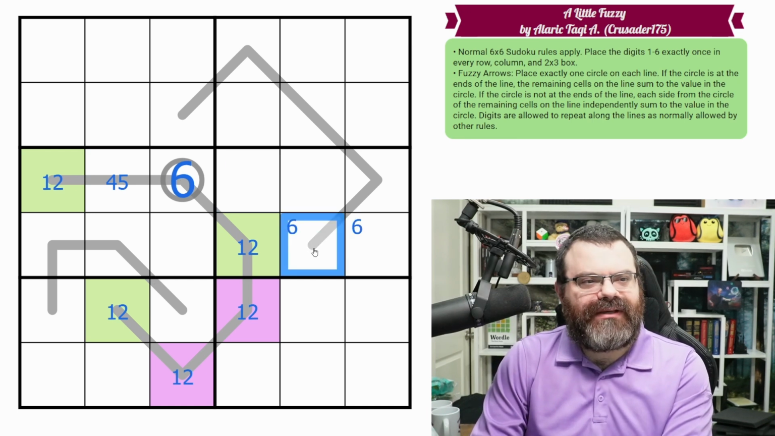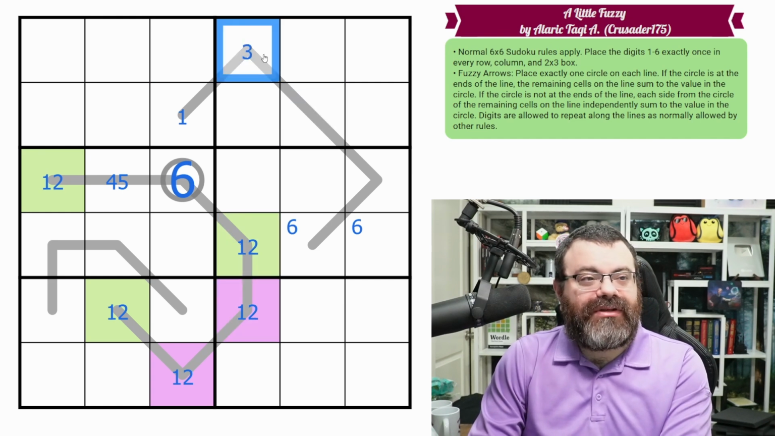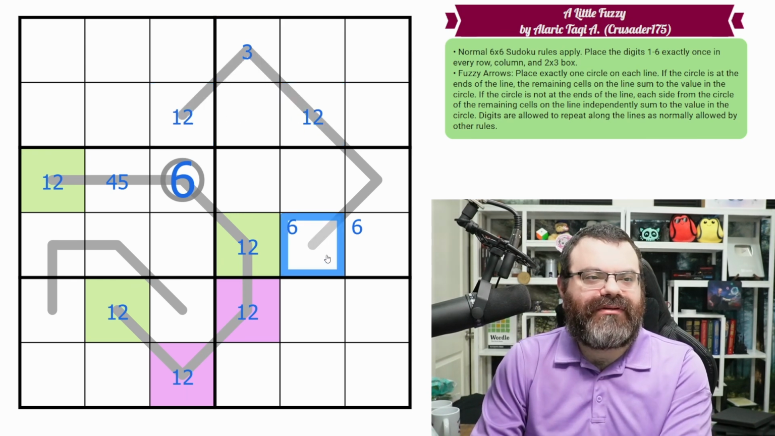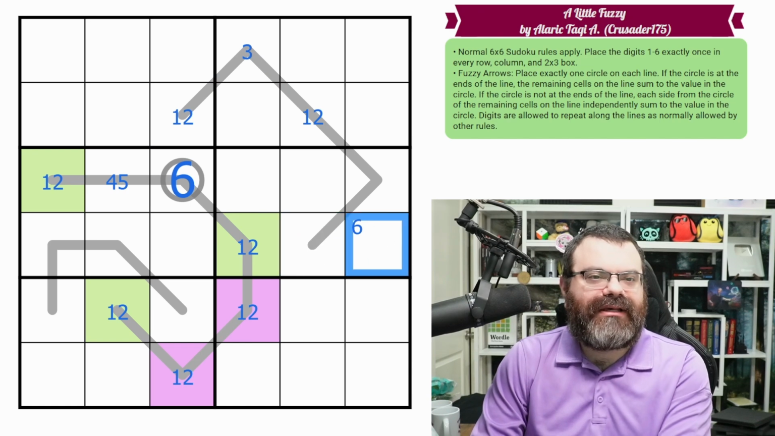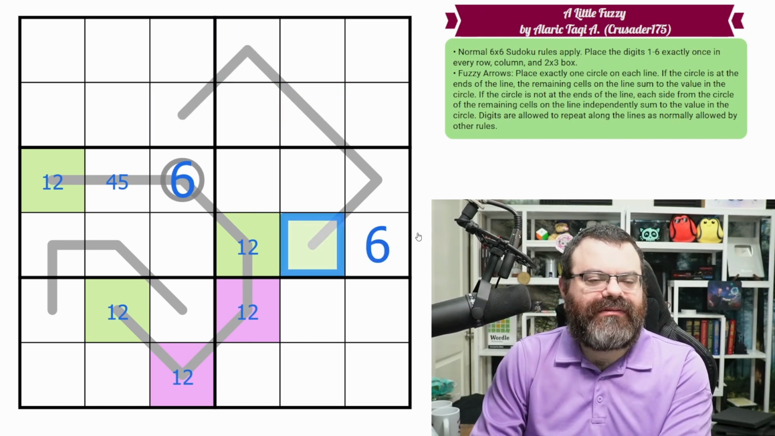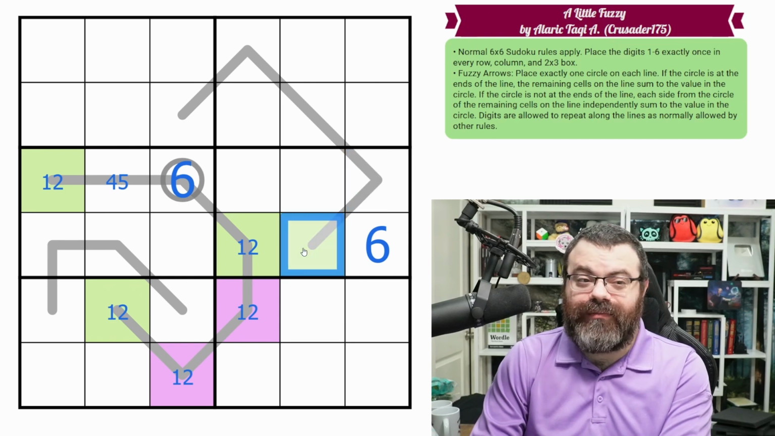Can this be a 6? Well, let's look at the minimums. This is minimum 1. This is minimum 3, actually. So if that's minimum 3, we can actually make this a 1, 2 pair for the row. So these two cells must add to at least 3, and this is a 3. That's already 6. So this can't be the circle, which means it can't be the 6. So this is not the circle. This is also not the circle. It would repeat the digit there.